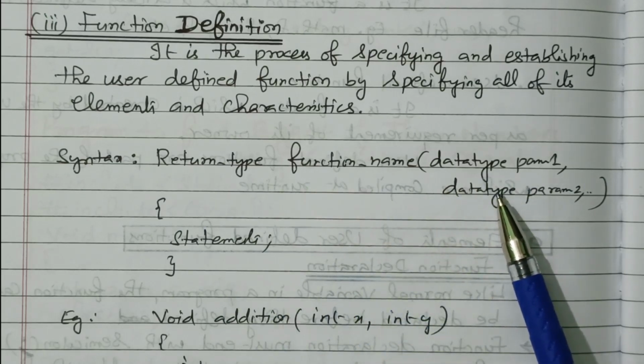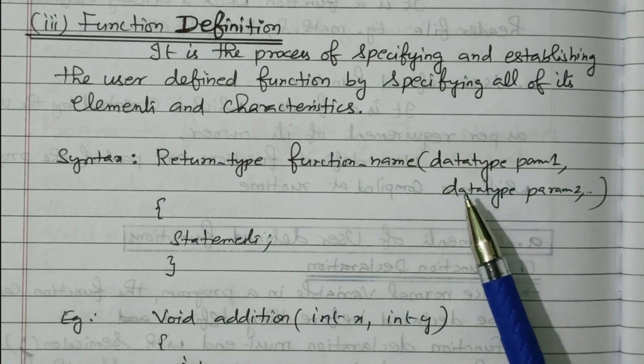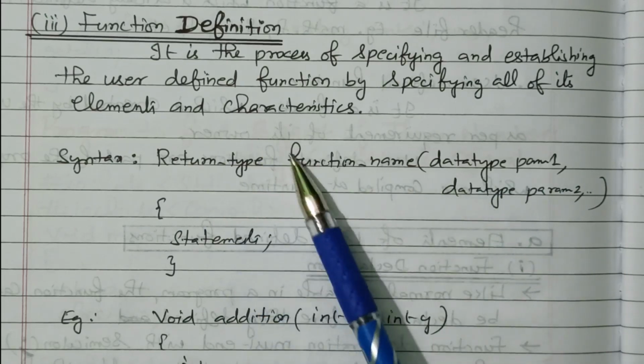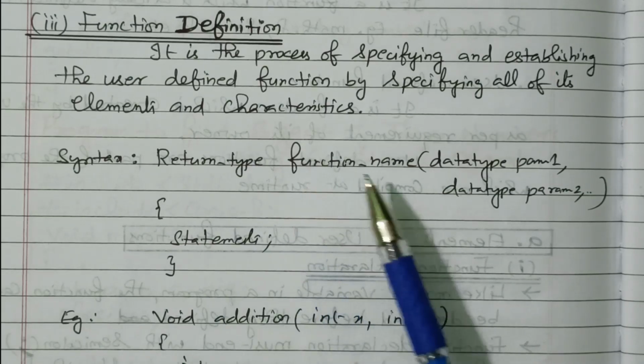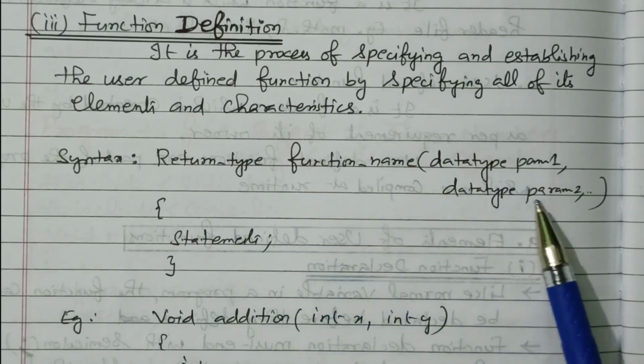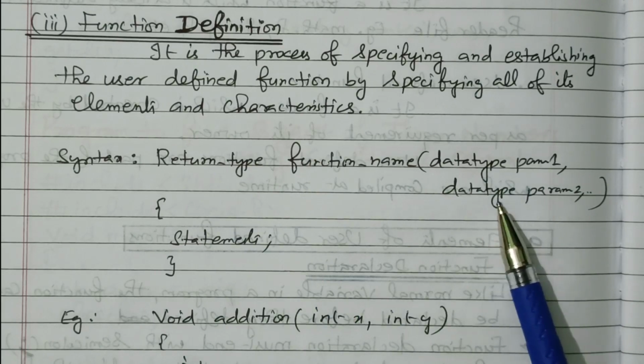So the return type is available, function name is available, all the data are available. Previously we saw the function calling. When the function is called, the control will transfer to this function definition. The parameters we are passing in the function call will be stored in this function's data types.